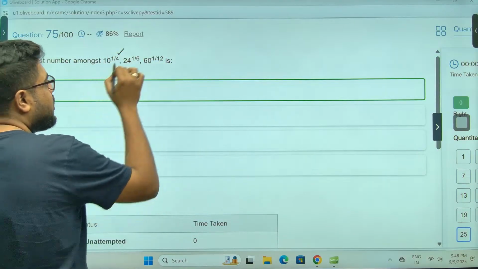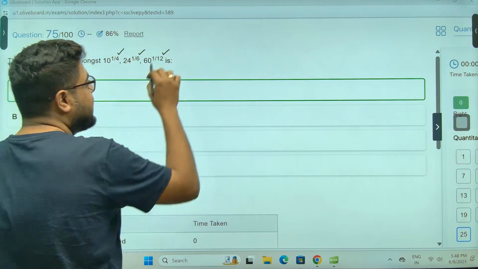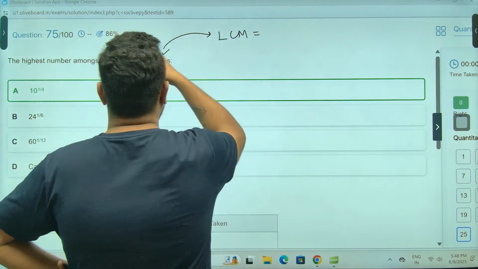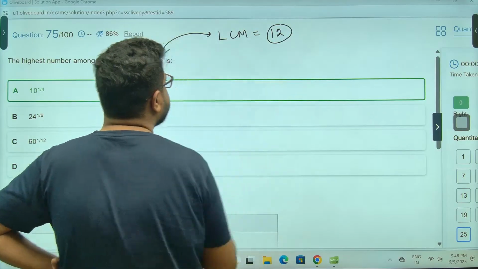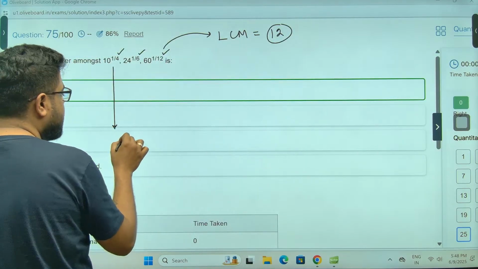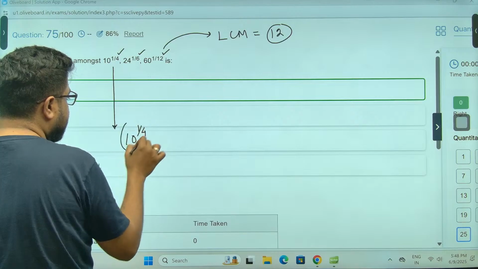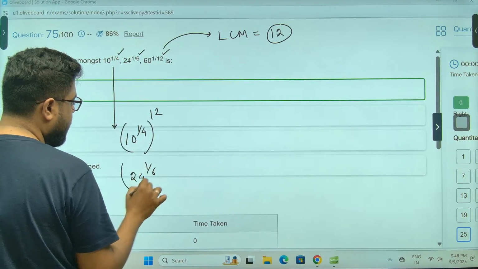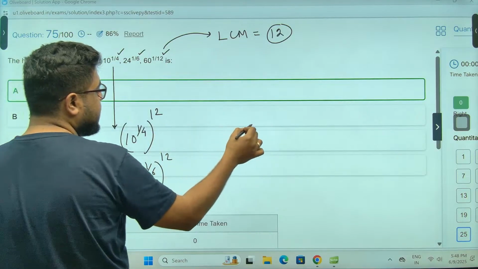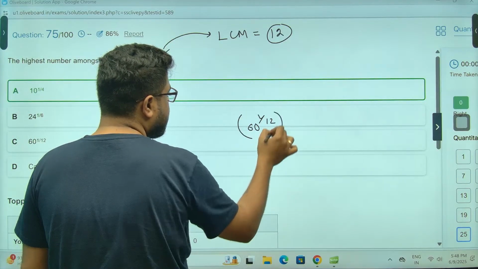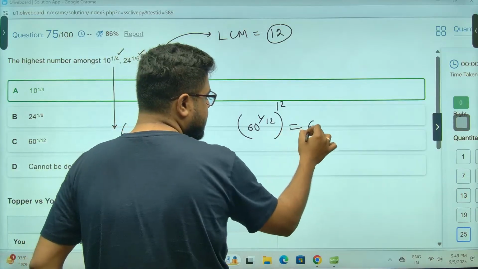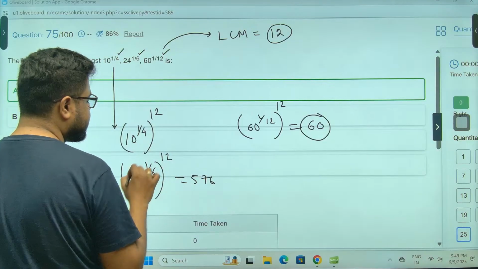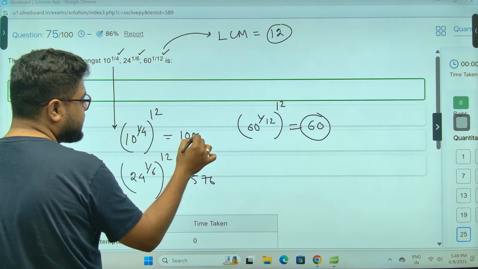Look at the powers: 1 by 4, 1 by 6, 1 by 12. Take the LCM. The LCM is 12 itself. So you take the LCM as the power for everything. Raise each to the power 12: 60 to the power 1 by 12 to the power 12 is just 60. This is 24 to the power 2, that is 576. And this is 10 to the power 3, that is 1000.